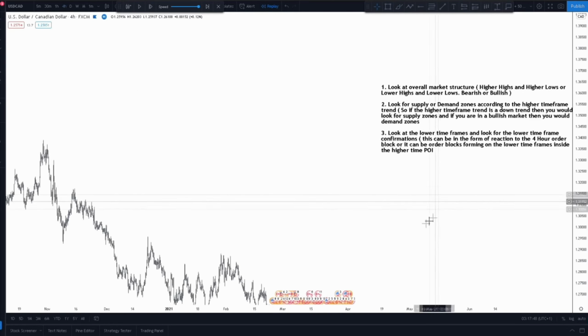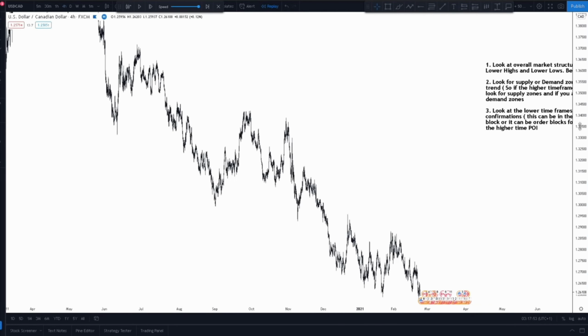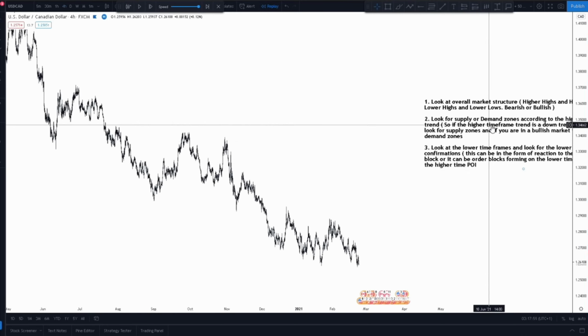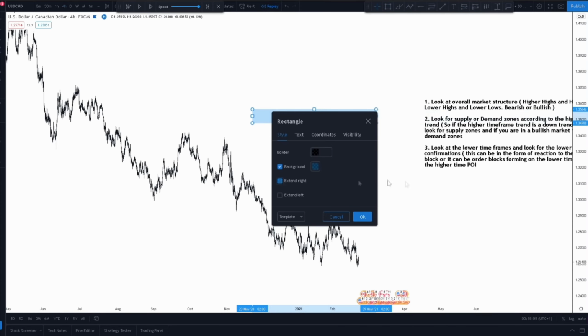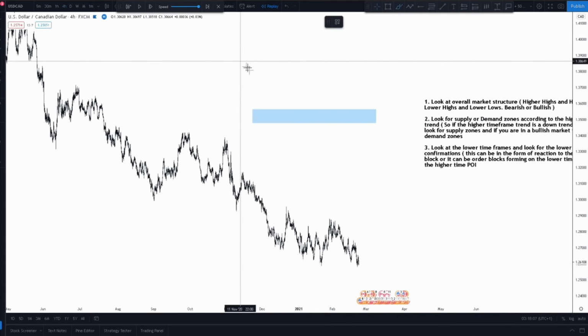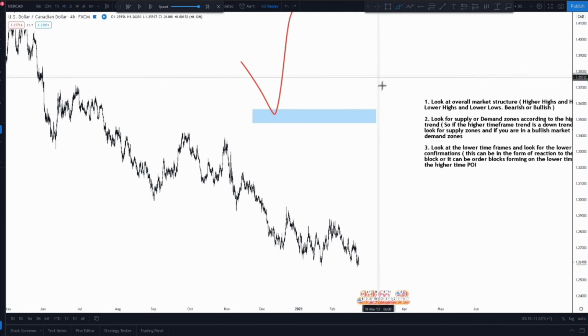The second thing that we look for is that we go down to the lower time frames and we look for potential order blocks. So supply and demand zones just means order blocks. Supply zones are bearish order blocks and demand zones are bullish order blocks. So a demand zone would look something like this. So if I just make it so it doesn't extend, right? So say this is our order block. We want to see the market come back into our demand zone and continue going upwards.